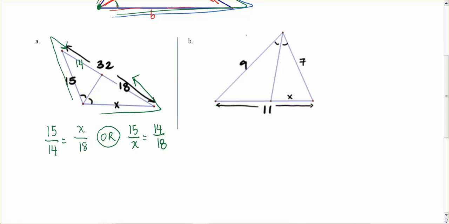So let's take this one, 14 over 18. The reason I wanted to take this one is because 14 over 18 could be reduced to 7 over 9.